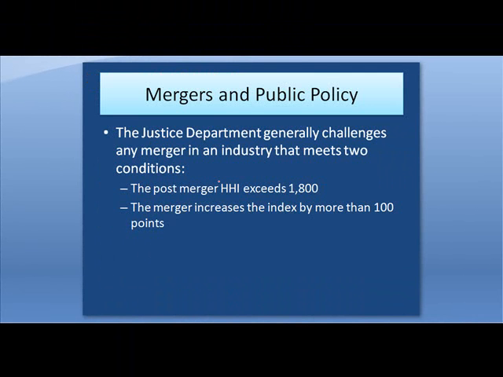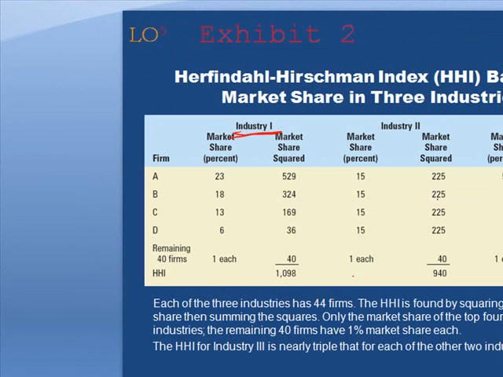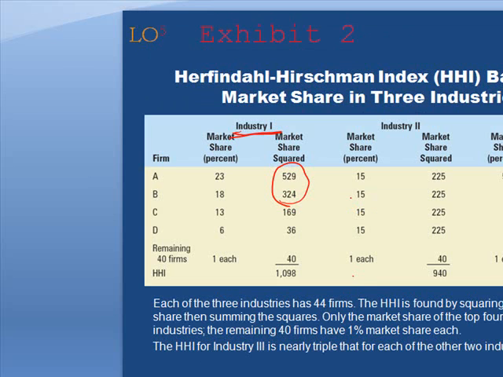Well, the Justice Department would look at it and they would have two challenges for it. They would say that if two firms decide that they're going to merge, the post-merger index must not exceed 1,800. So we meet that requirement under Industry 1. So let's go back. These two would only add up to be 853. The merger increases the index by more than 100 points. Well, it would for both of these, so it's possible that this merger would not be allowed.